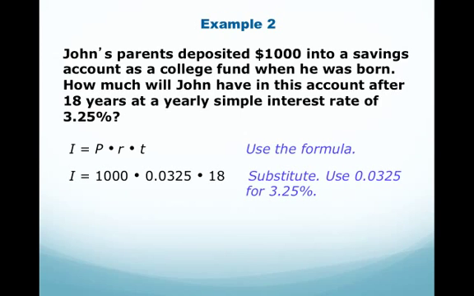So we should get I equals 1,000 times 0.0325, because we have to move the decimal place 2 places to the left to change the percent to a decimal, times 18. When we multiply those 3 things together, we should get a total amount of $585. So John's parents would have made $585 for the college fund.